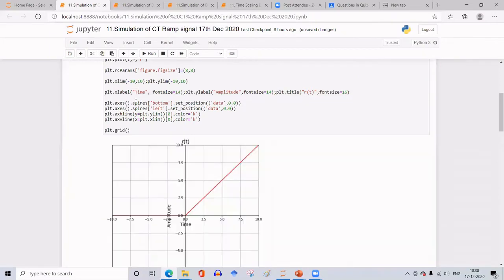Okay. So now the graph is clear. So this is a unit ramp. You observe here, when x is 2.5, y is 2.5; x is 5, y is 5. So it is a straight line with slope equal to 1. So it is a unit ramp, R of t.